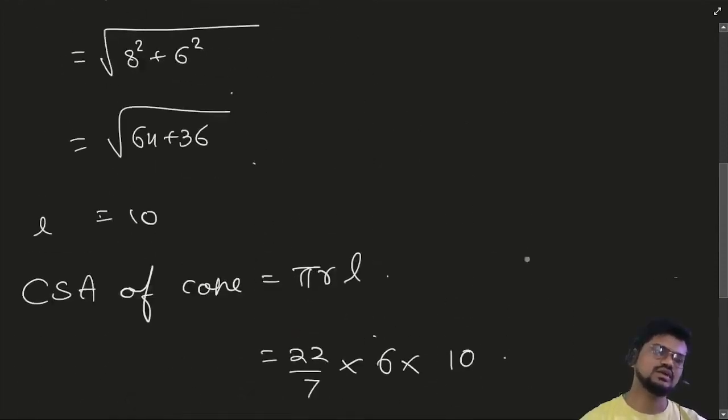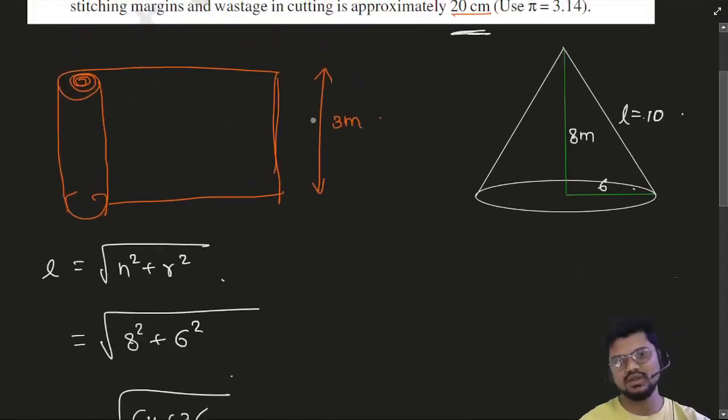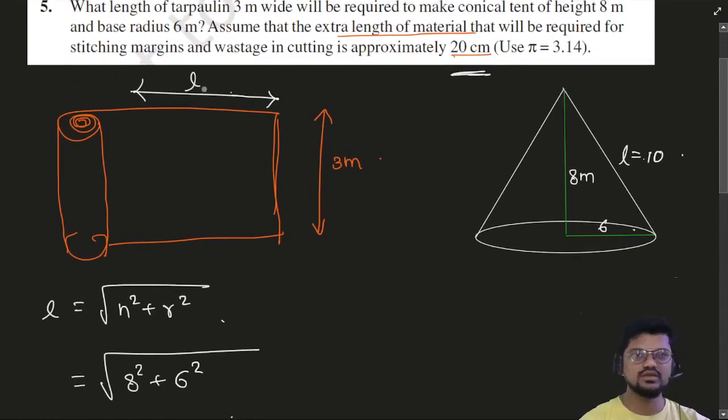But how do we find the length of tarpaulin? Suppose this is the tarpaulin, we know that this is 3 meter, and suppose this is the length which we are going to use if we are cutting. But they have said 20 centimeter will be used in wastage of stitching and all, right? So you have to minus that amount of length. Since it's in centimeter, we have to convert this into meter, so it will be 0.2 meter.